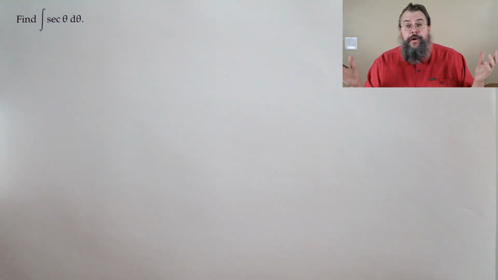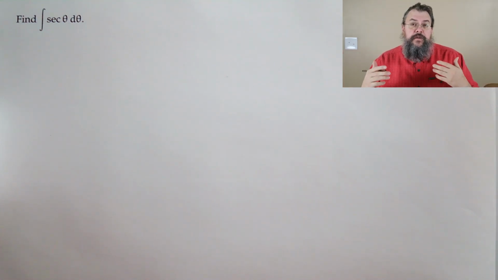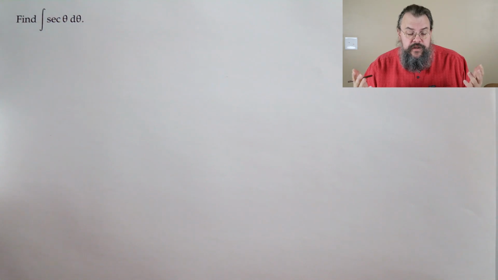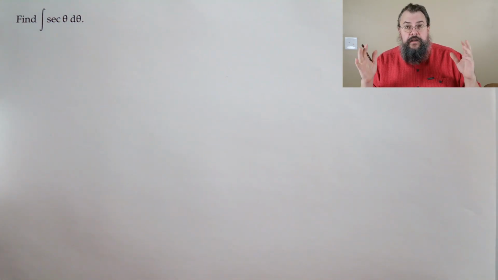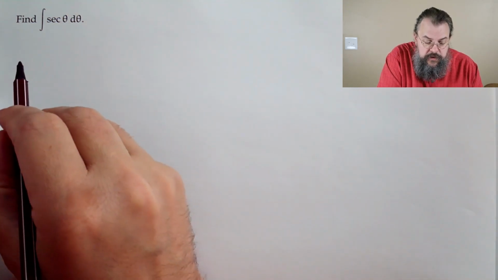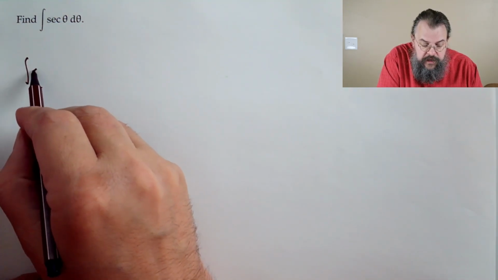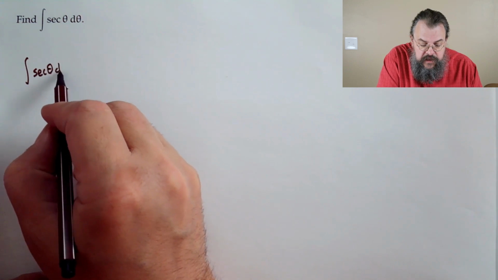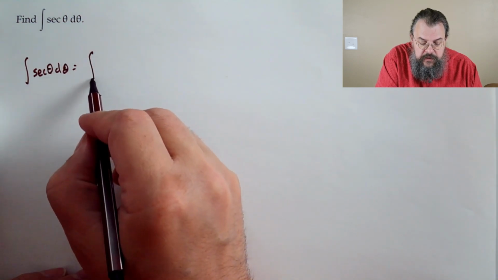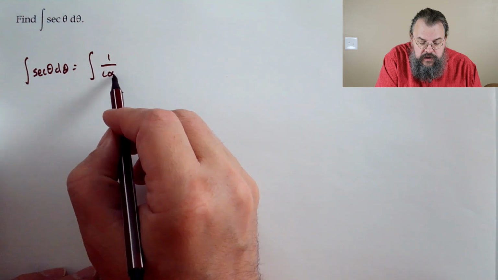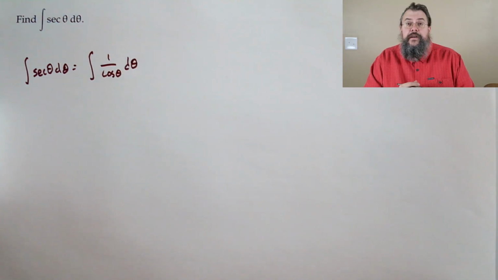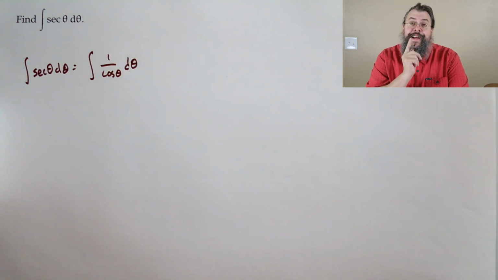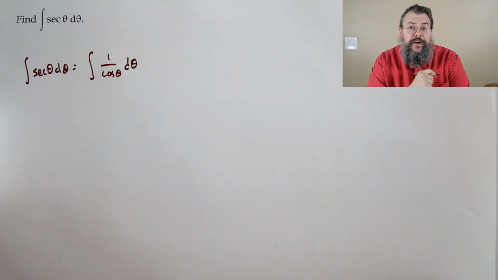Well, we don't know how to integrate secant. One of the nice things that we do is we say, okay, if we have a trig integral we don't know, put it all in terms of sines and cosines. So we'll start there. Our integral of secant is the same as the integral of 1 over cosine. And you say, all right, great. And now we say, hey, there's something nice here.